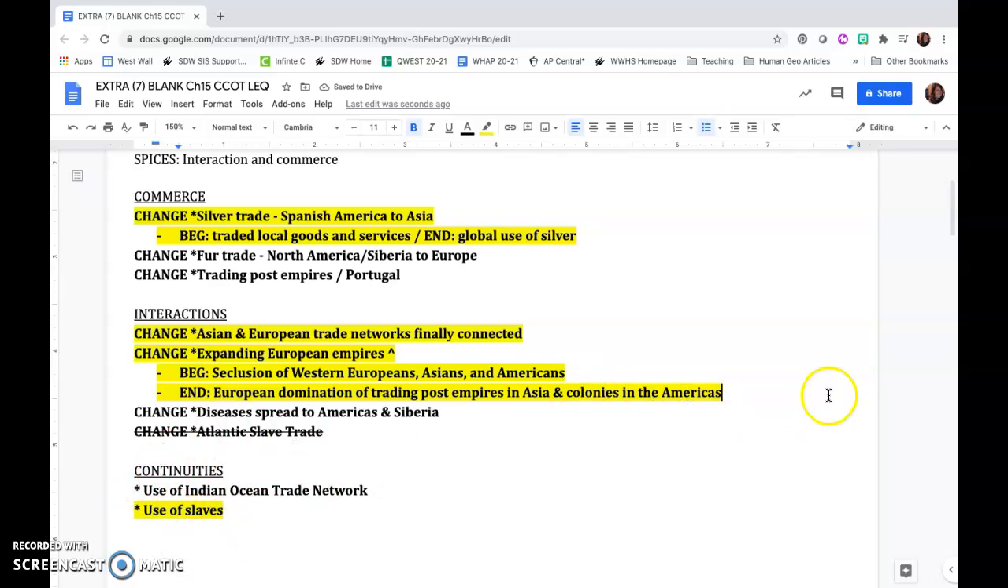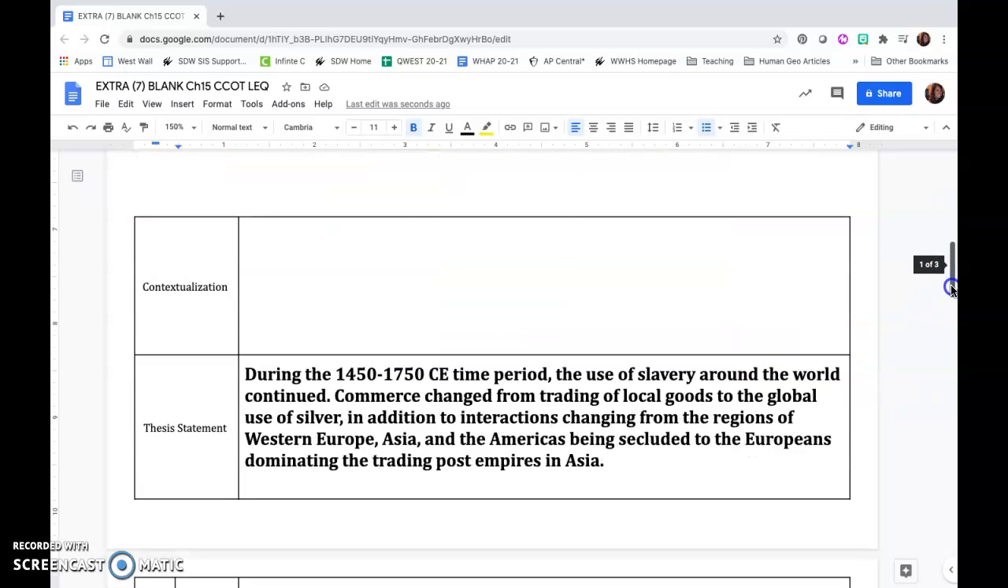And then lastly, we had a continuity. Again, a continuity is something that stays the same throughout this time period. I should be able to find evidence that people used slaves in 1450, so the beginning of our time period, and that people used slaves in 1750 as well. As a class, we then wrote our thesis statement.